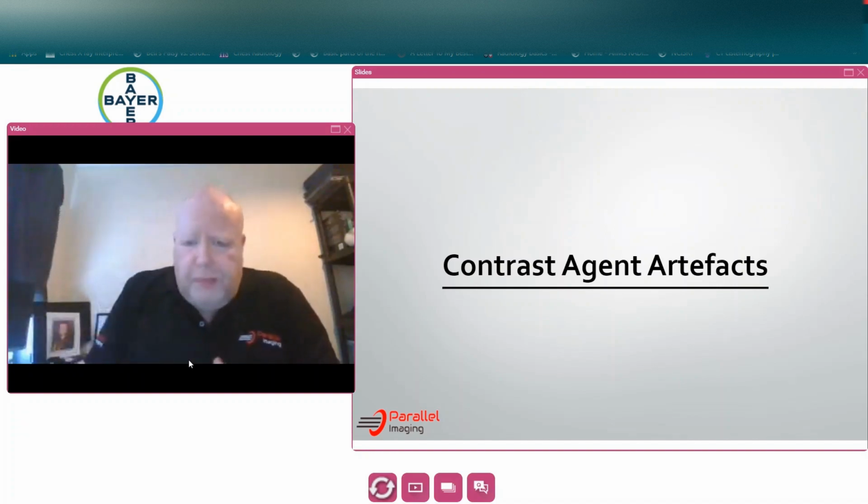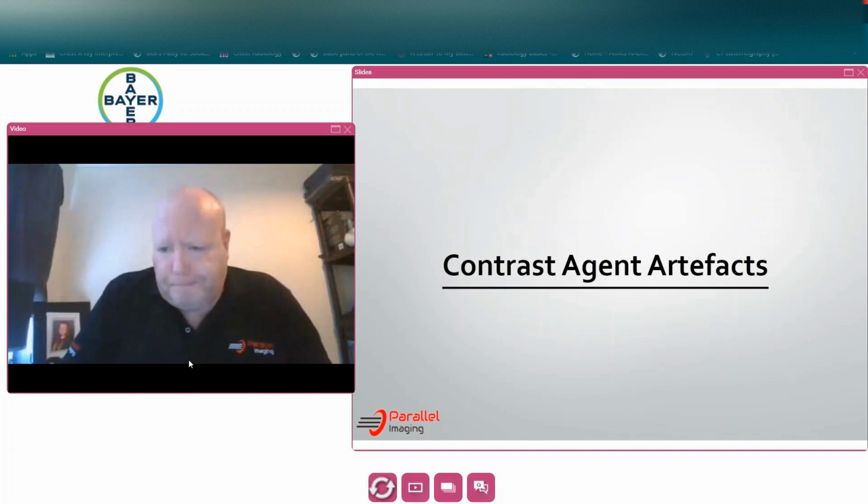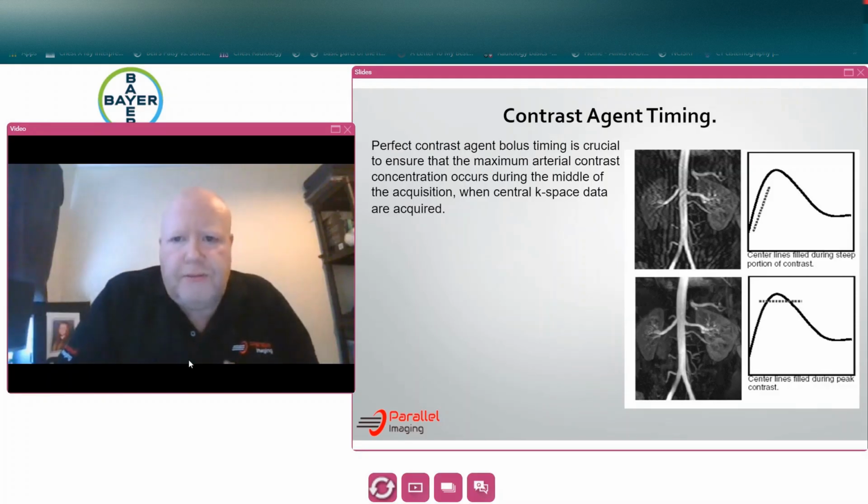So this will be our last set of artifacts, and these are artifacts that emanate from the use of contrast agent. So the first one is due to contrast timing. Now, these are obviously radiographer fault, if you like, or radiographer blame.